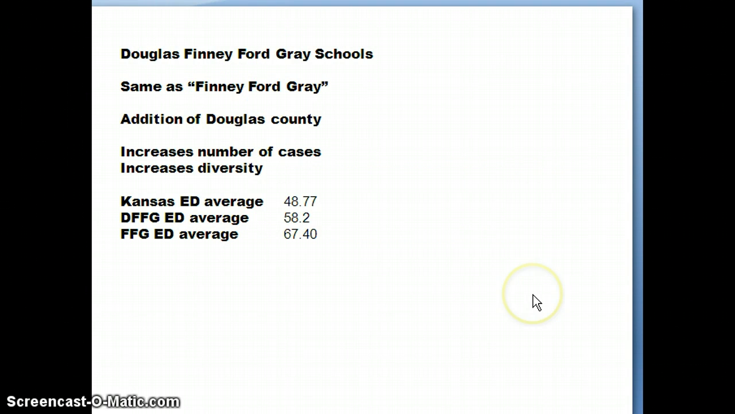And I've done the same thing by looking at Douglas, Ford, Finney, and Gray, which is the same thing, only adding schools from Douglas County. So why add a big county across the state? Very simply, it dramatically increases the number of cases. It increases the diversity of the schools. When I look at Ford, Finney, Gray schools alone, the ED average per school is 67.4%. When I add Douglas County in, it drops the ED average by about 10 percentage points. So it's a big dramatic difference.